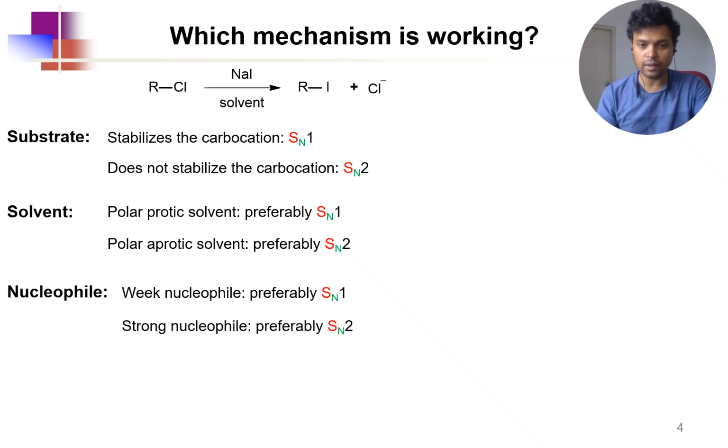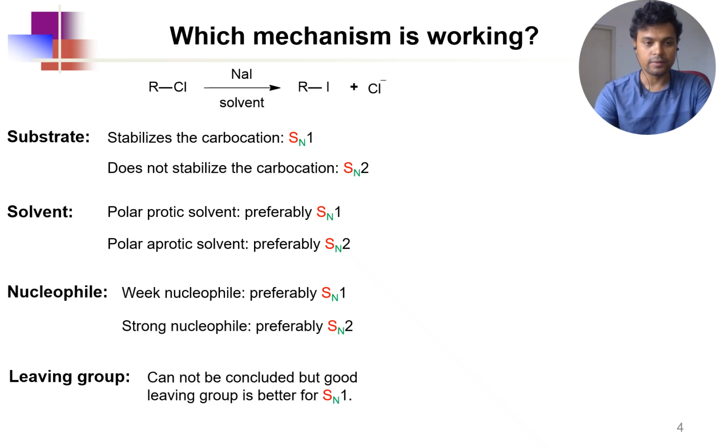Nucleophile: we do not need a good nucleophile for an SN1 reaction, but we really need a moderate to good nucleophile for an SN2 reaction, because in an SN2 reaction the nucleophile is involved in the rate-determining step. So it should be very good. Second, the leaving group. For an SN1 reaction, the leaving group should be very good.